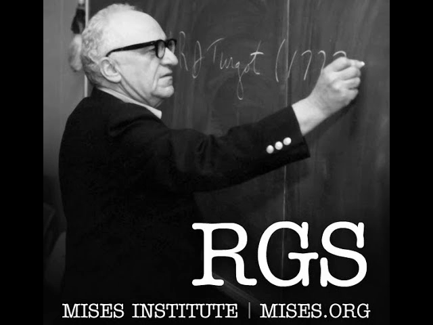So Rothbard starts by pointing out that, like all commodities, money, which is also a commodity, has its own supply and demand and its own price.